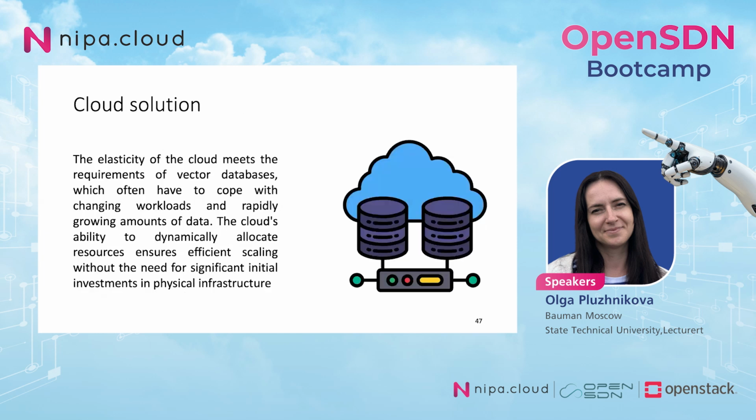Of course, when we talk about elasticity of vector databases, we have to talk about elasticity of the cloud. Elasticity of the cloud meets the requirements of vector databases, which often have to cope with changing workloads and rapidly growing amounts of data. The cloud's ability to dynamically allocate resources ensures efficient scaling without the need for significant initial investments in physical infrastructure.